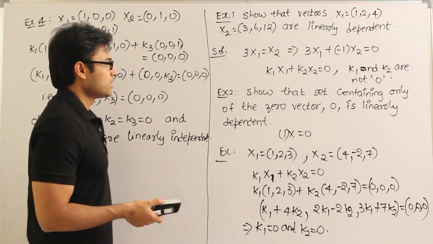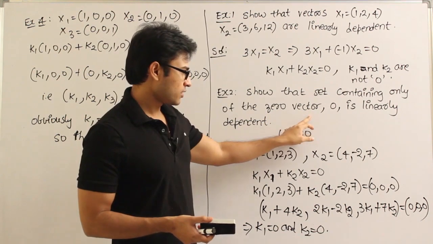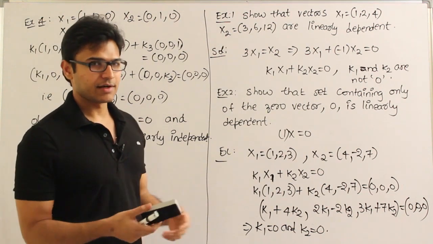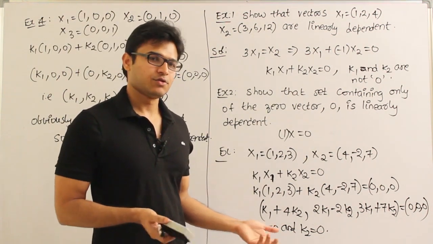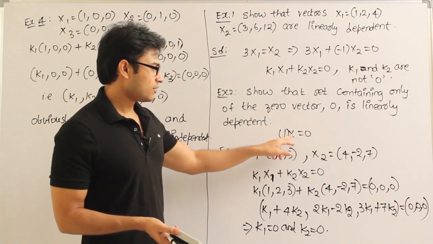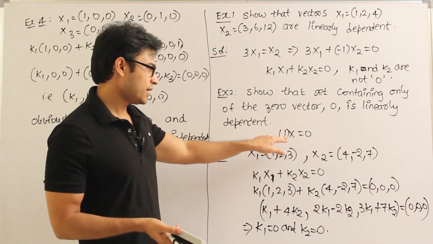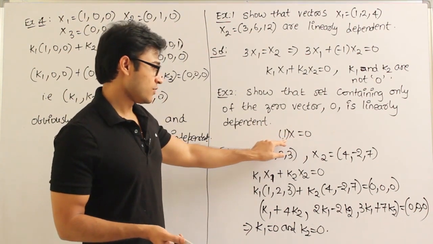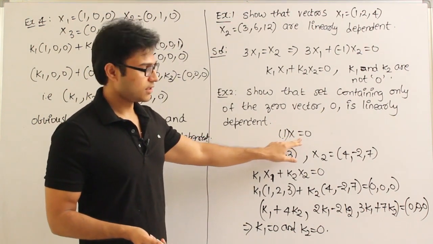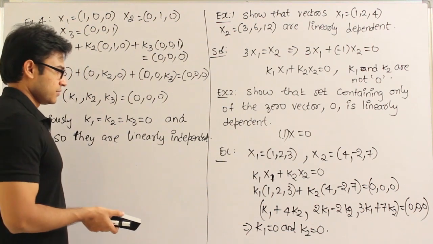Okay. Next one is: show that the set containing only the zero vector is linearly dependent. So if you have only one vector which is completely 0, then we have to show that it is linearly dependent. Let us call that zero vector x. You can multiply it with any constant. Here in this case I am multiplying it with 1, still I am going to get 0. Therefore we are able to find a constant and put it in the form of k into x1 equal to 0. Therefore it is linearly dependent. It is just a trivial small example.